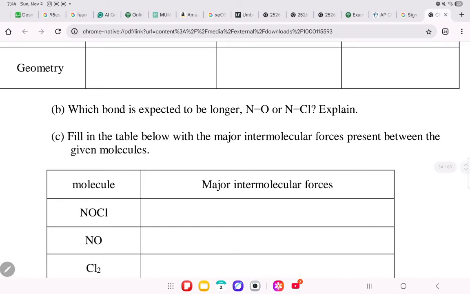Part B, which bond is expected to be longer, NO or NCl? Explain. Now this depends on the atomic radius. Between oxygen and chlorine, definitely chlorine has a greater atomic radius. So due to the greater atomic radius of chlorine, NCl will have a greater bond length.